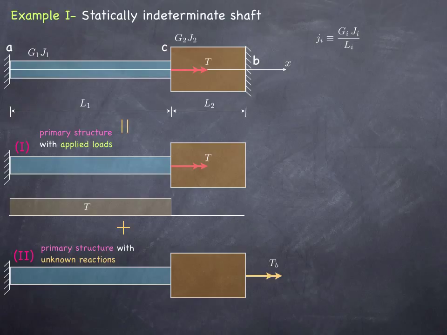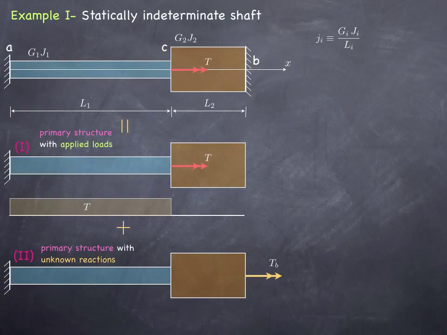Then I will use Castigliano's second theorem to say that under this applied torque T, the twist at the right end, point B, must be equal to 0. I can do that by differentiating the internal energy with respect to tau b, and that should give me the twist at that location. Since it is to be equal to 0, that is going to be a second equation that I can add to my nominal equilibrium equation. So this will then become a determinate problem.